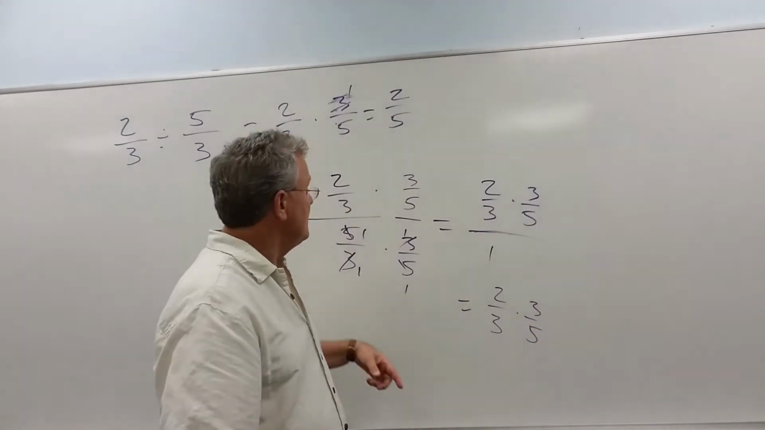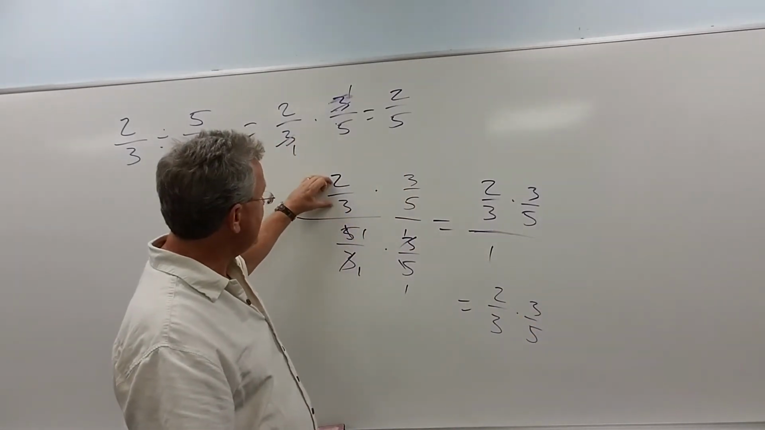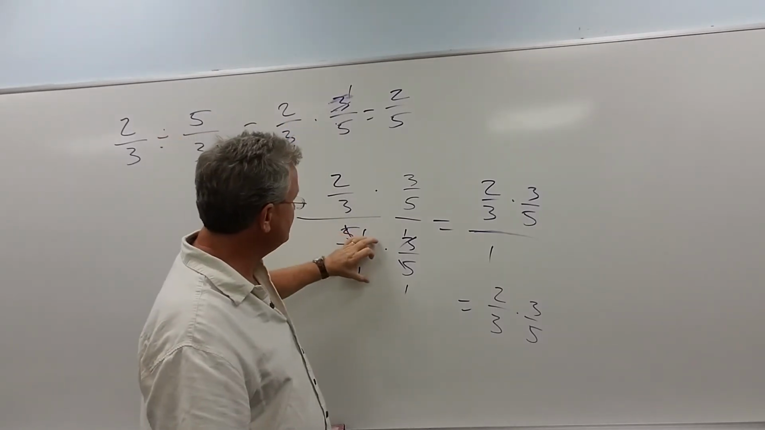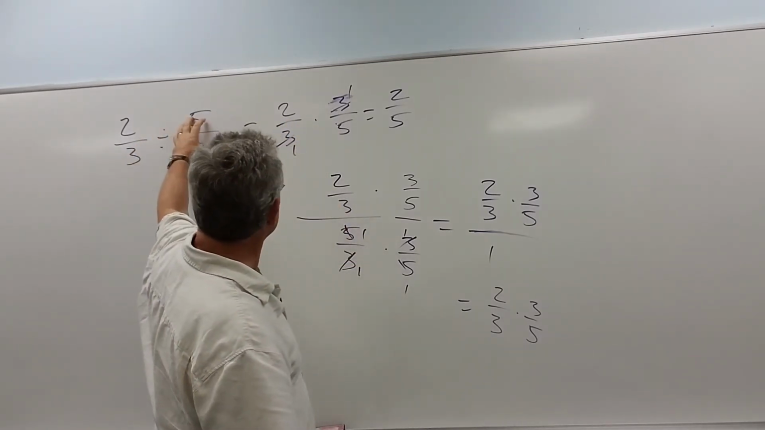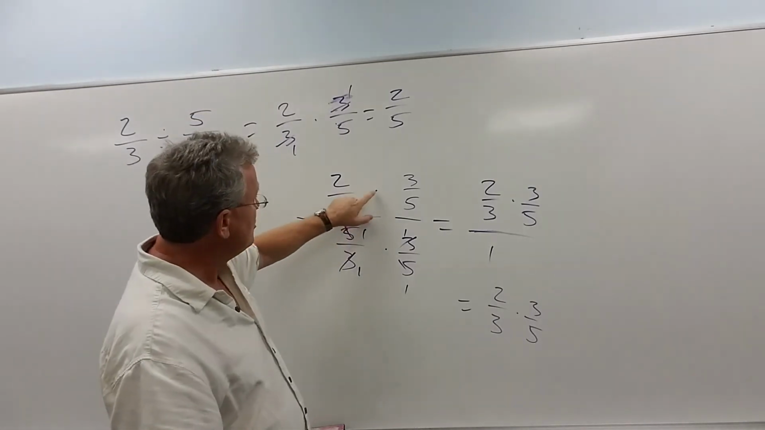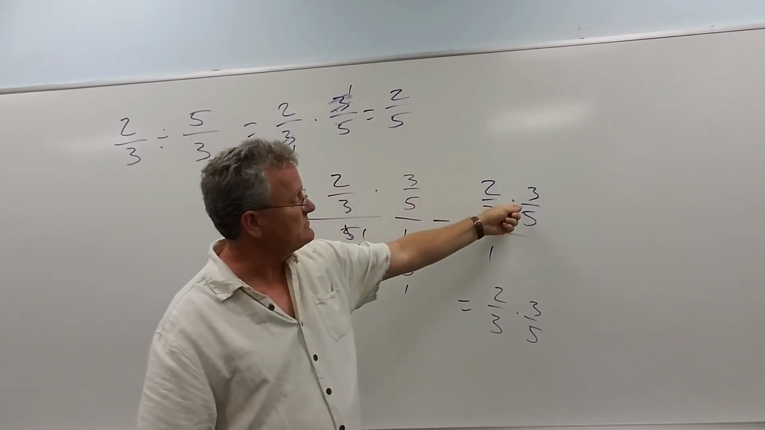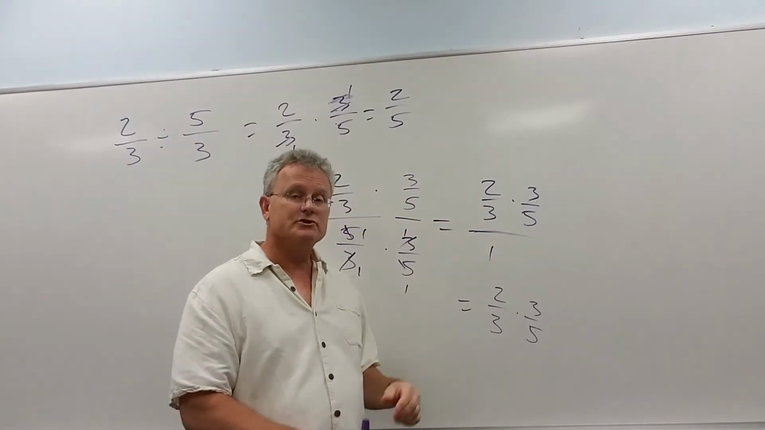And we see that the rule, when we take a fraction and divide by another fraction, or any number divided by a fraction, becomes: invert the second fraction and multiply, and this shows us why.